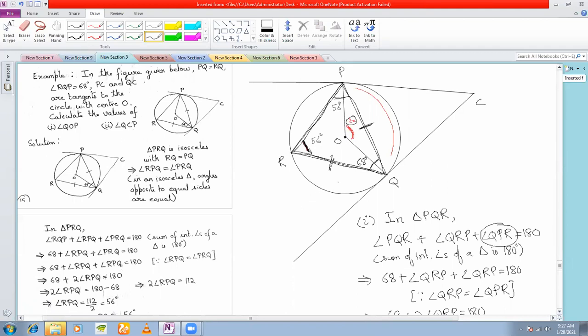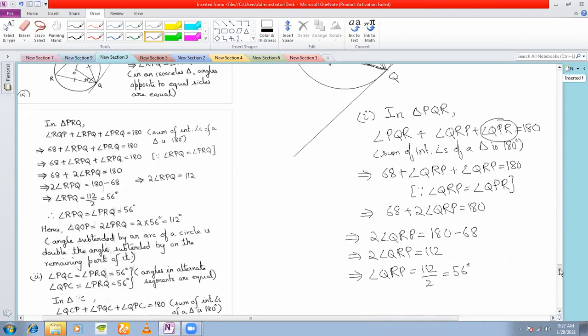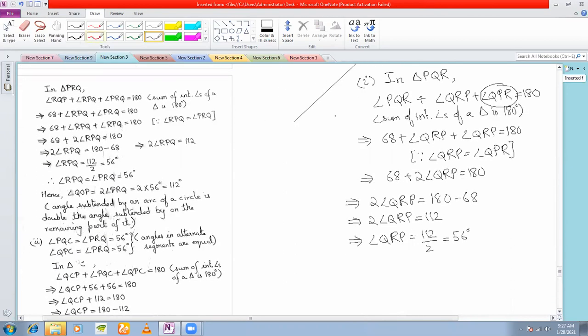Okay. Now once you get these two angles as 56 degrees, what should be angle QOP? It should be twice this angle here, twice angle QRP. Hence, angle QOP must be twice angle QRP, which is 2 into 56, which is 112 degrees.